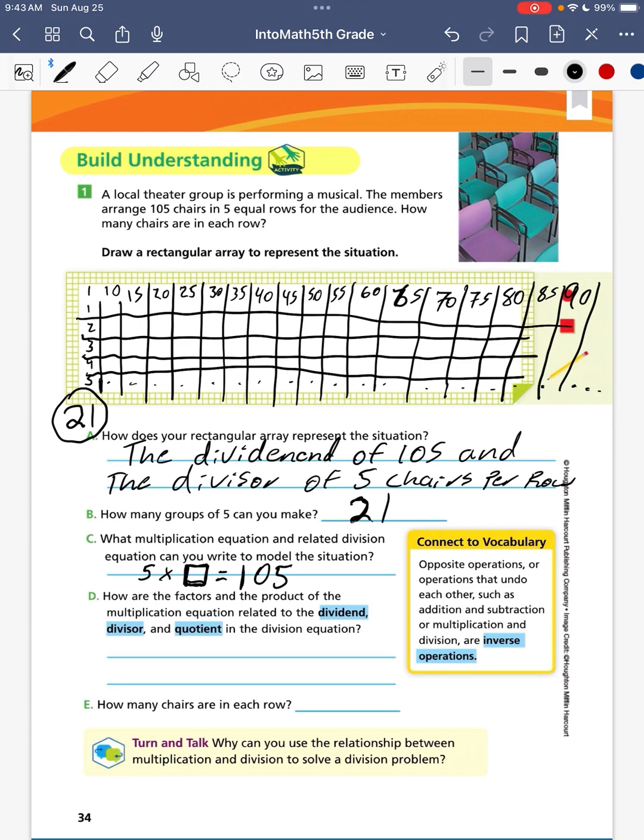Now, if we were to change this into a division equation, our dividend is going to be 105, our largest number. We always want to divide by the largest number. Our divisor will be 5. That is the one number we do know. And our quotient will wind up being our unknown number. So as a division equation, we have 105 divided by 5. This gives us an answer of 21 because we know that there are 21 chairs in each of the 5 rows.